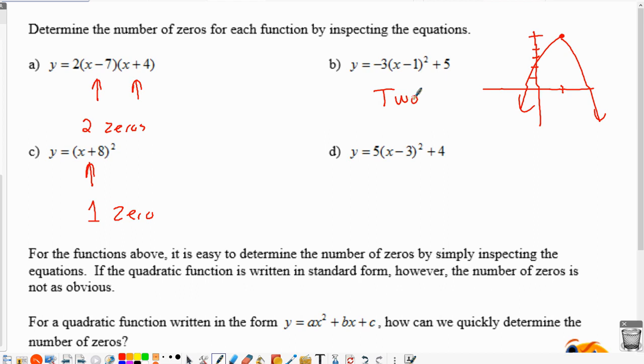How about this one? What's this one's vertex? Similar spot, 3, 4, somewhere about there, and it all comes down to the opening. If it opens up, there's not going to be any zeros. If it opens down, there's going to be 2 zeros. Which way does this open? Up. No zeros.